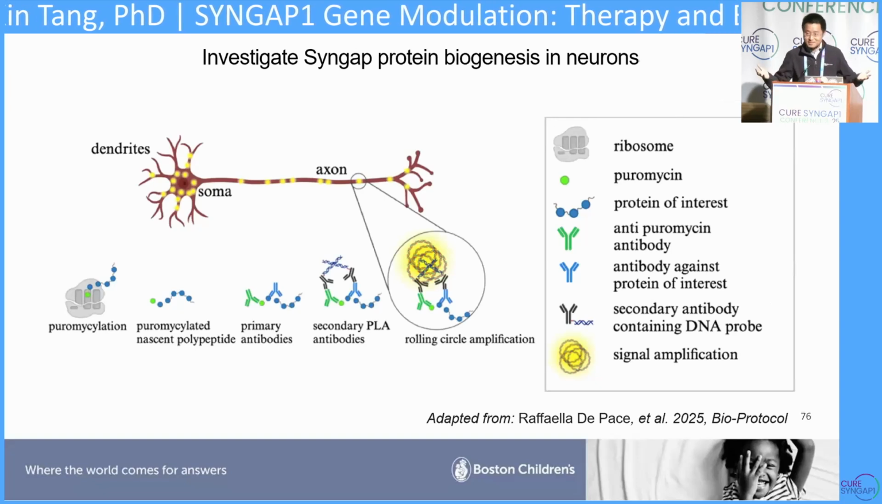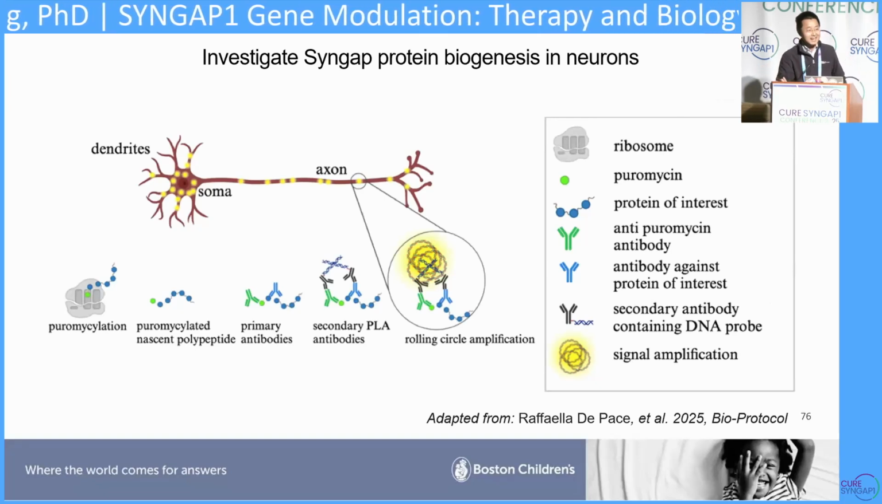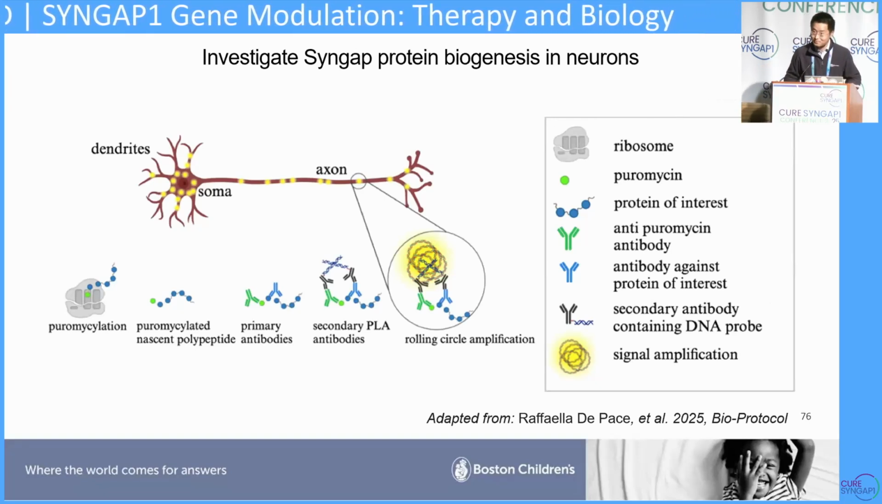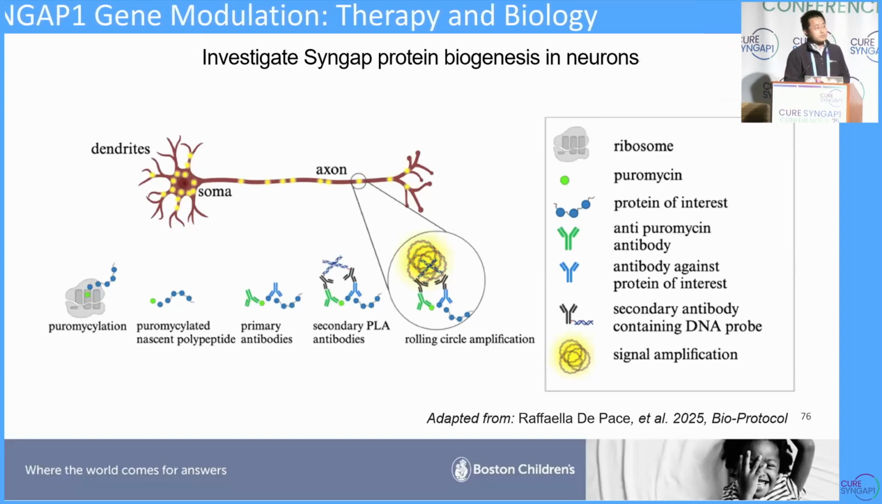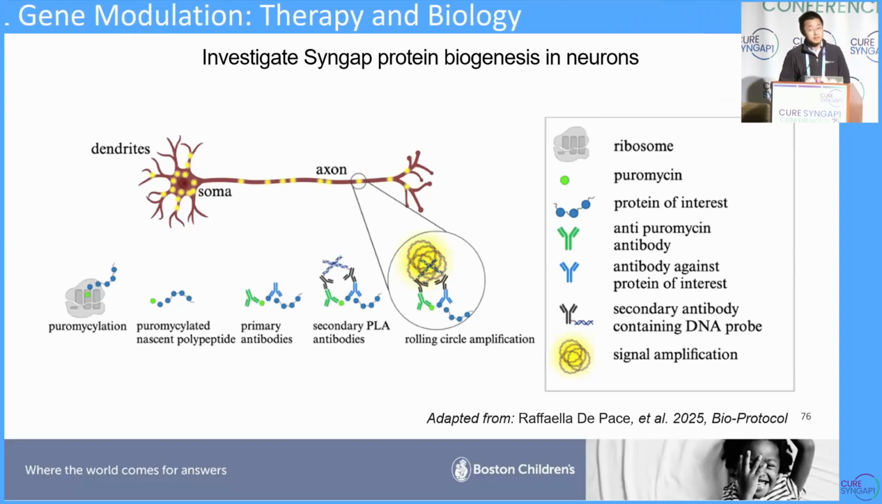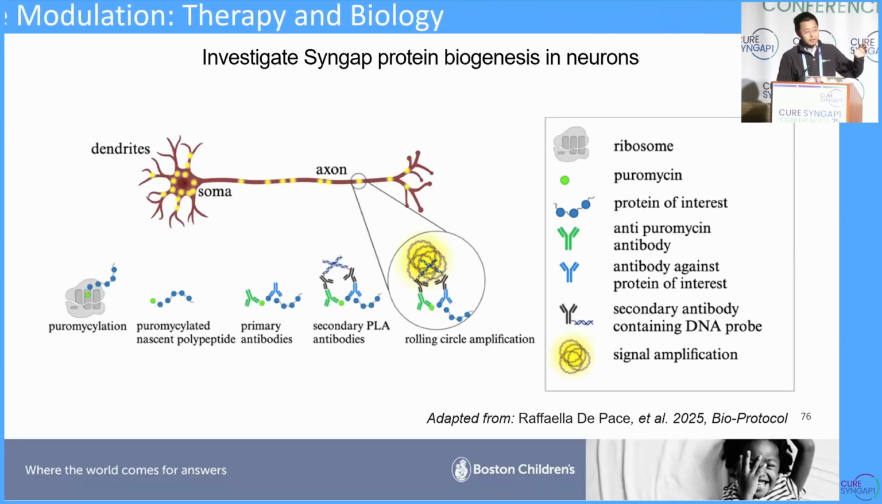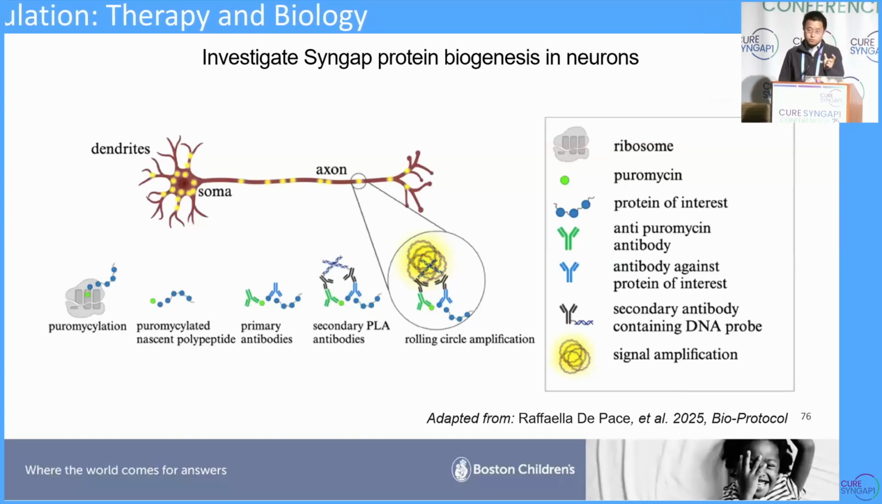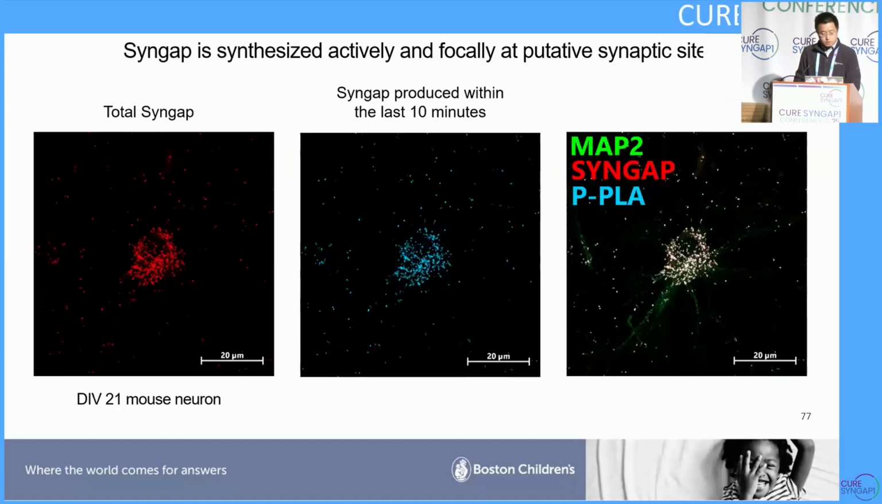I was very happy to see a talk this morning, so I can show some similar results, but we came up with a different approach. We use puromycin proximity labeling. The idea is you add puromycin to your culture for 10 minutes, a very short period of time. You label all the protein being actively produced in that period, and then use one antibody against puromycin and another antibody against SYNGAP, and you can visualize where in the neuron SYNGAP was produced in the last 10 minutes.